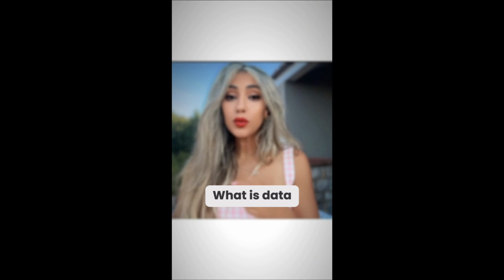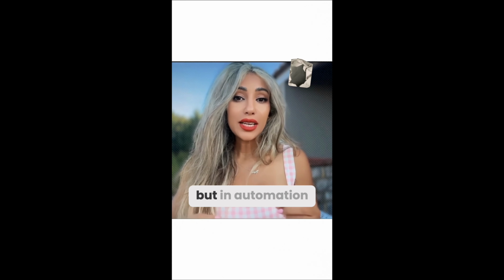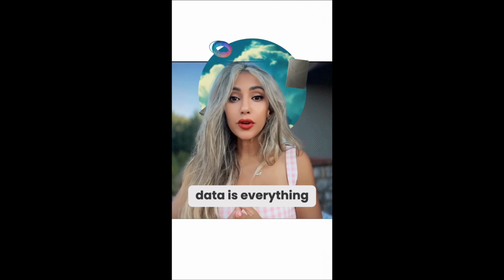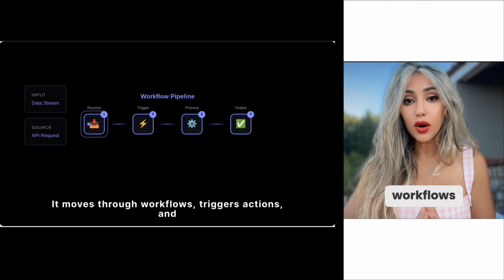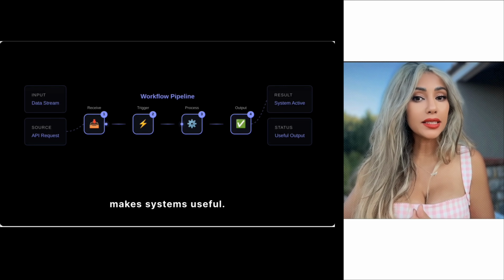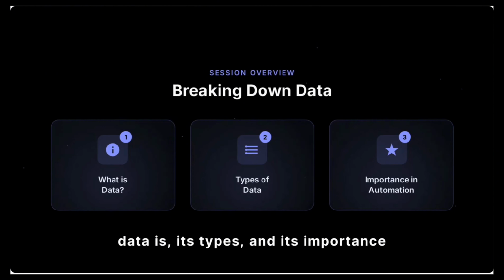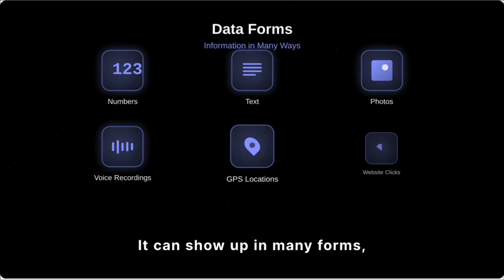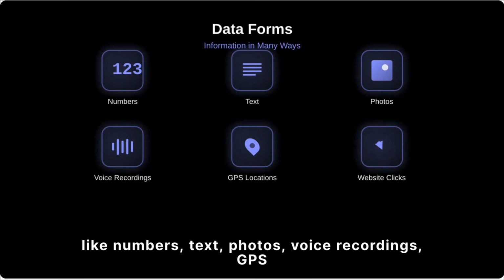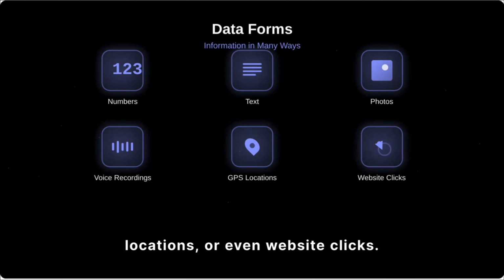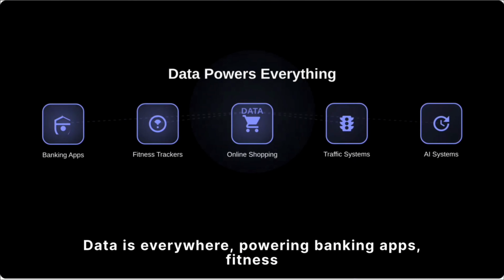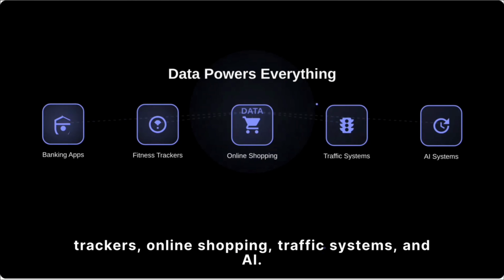What is data? We hear the word all the time, but in automation, data is everything. It's what moves through your workflows, triggers actions, and makes the system useful. At its core, data is just information, facts, details, or signals that we can use to make decisions or run processes. It can show up in many forms like numbers, text, photos, voice recordings, GPS locations, even clicks on a website. Data is everywhere, powering banking apps, fitness trackers, online shopping, traffic systems.